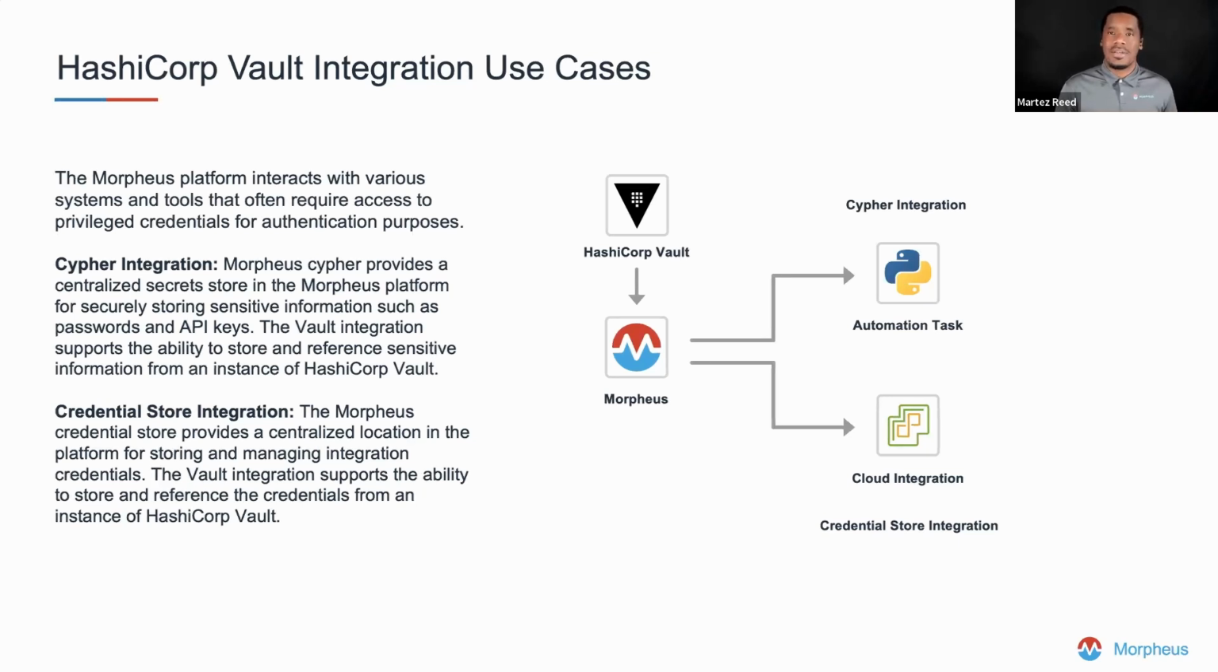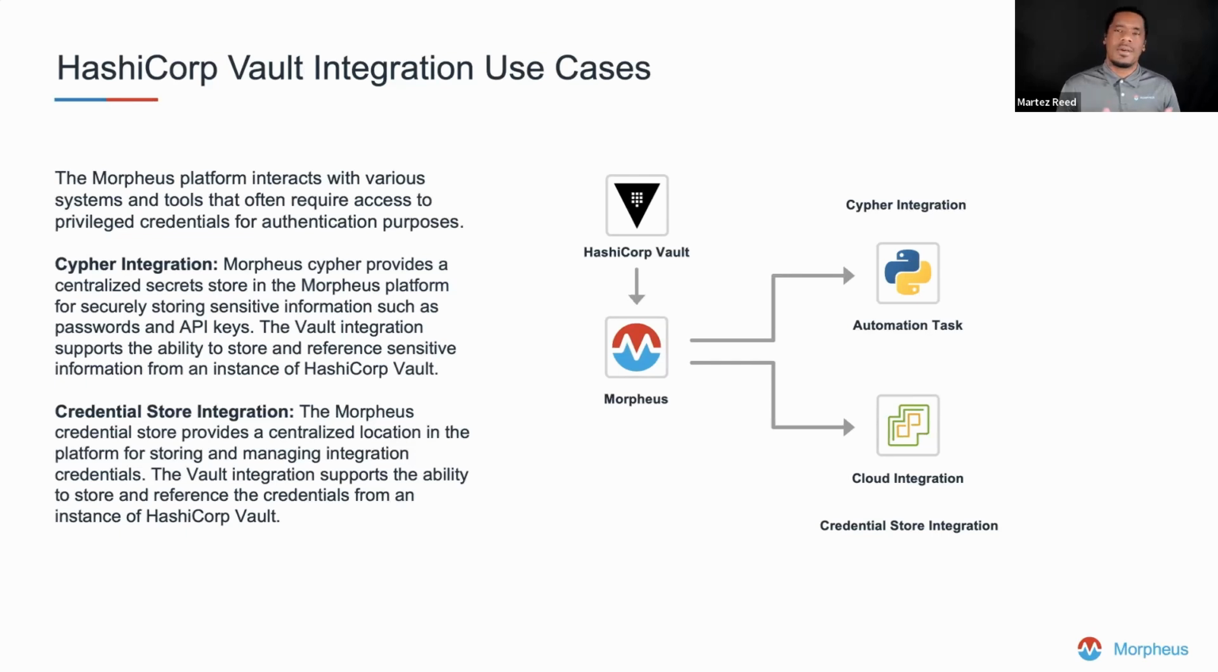API key for use in a Python script, I could add the API key into Morpheus Cypher, and then reference that in a dynamic fashion through my Python script by leveraging the integration with the Morpheus platform to fetch that information, and then perform any subsequent actions or operations against that API that I needed. The value is that seamless integration between the automation task and the Morpheus Cypher integration.